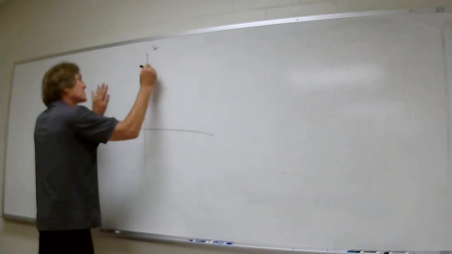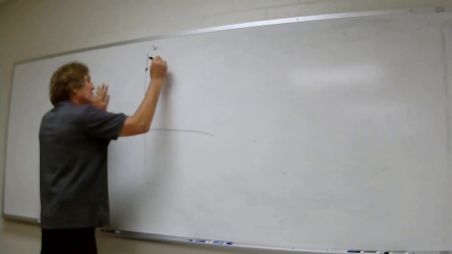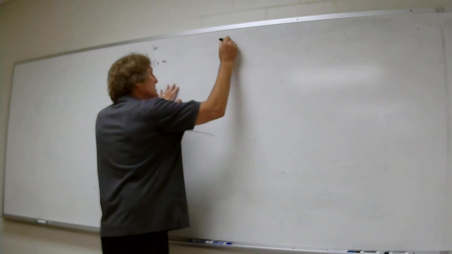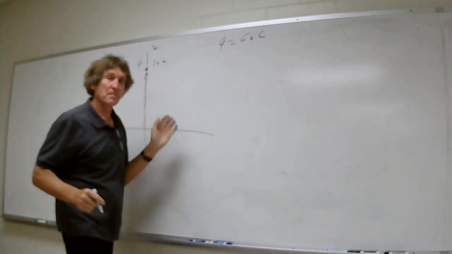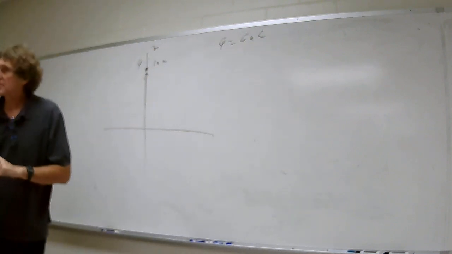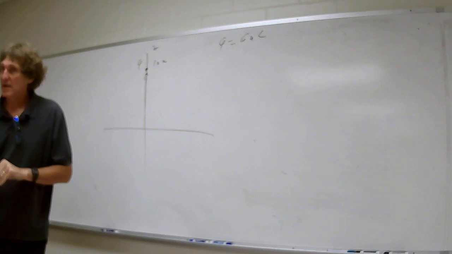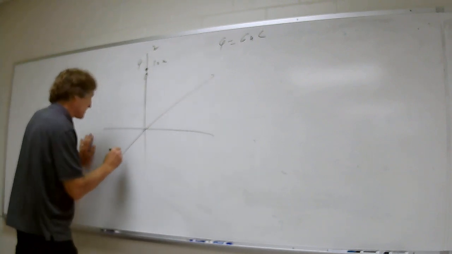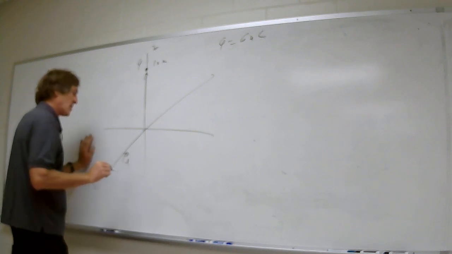A charge of 6 microcoulombs on the z-axis is located at 0, 0, 10. So it's 10 meters up. I'm just going to call it Q, and Q is equal to 6 microcoulombs. Then there's an infinite line charge on the x-axis. So I can draw this, sort of. Here we have an infinite line charge, rho L, on the x-axis.